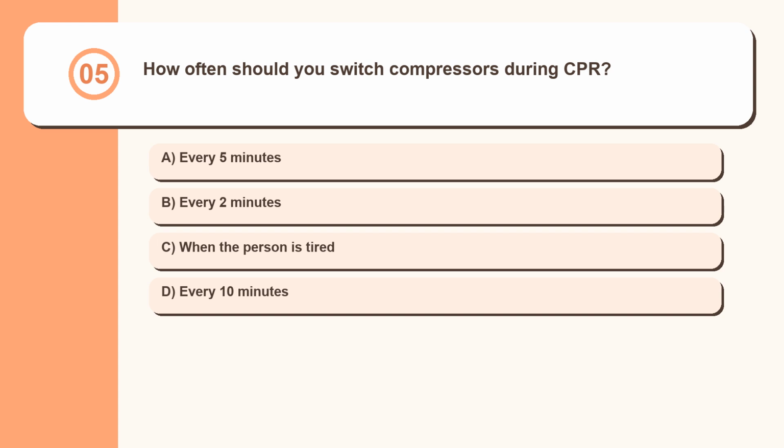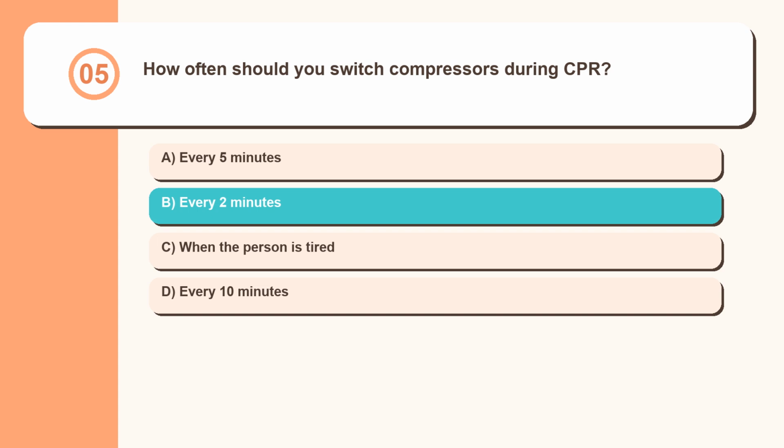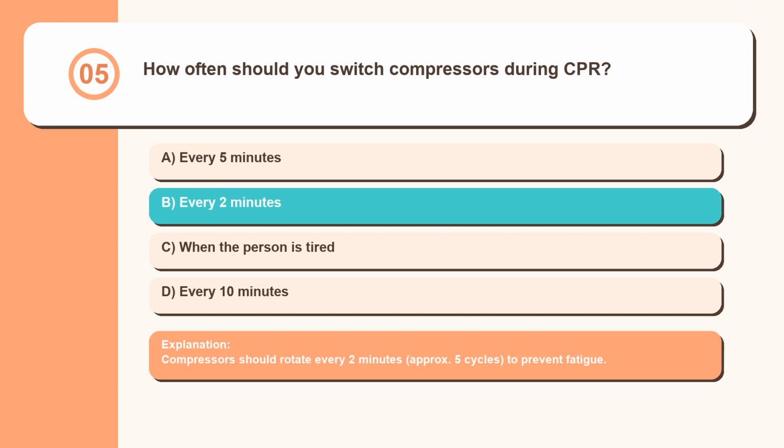Question 5. How often should you switch compressors during CPR? Every 5 minutes, every 2 minutes, when the person is tired, every 10 minutes. Compressors should rotate every 2 minutes, approximately 5 cycles, to prevent fatigue.